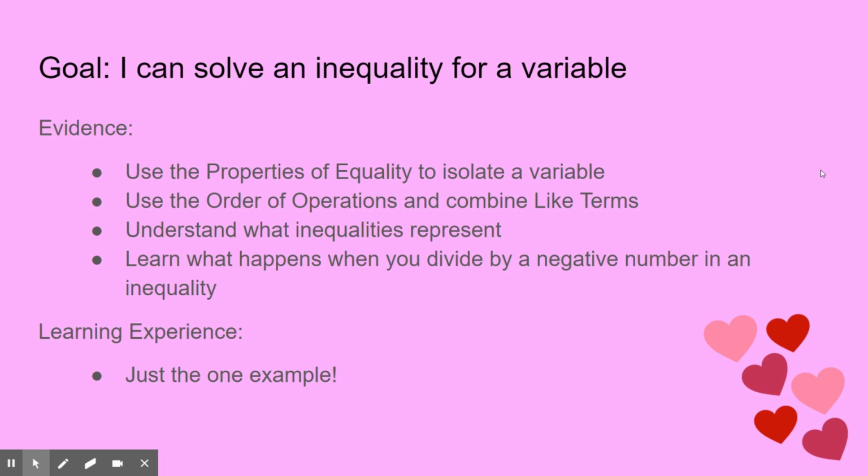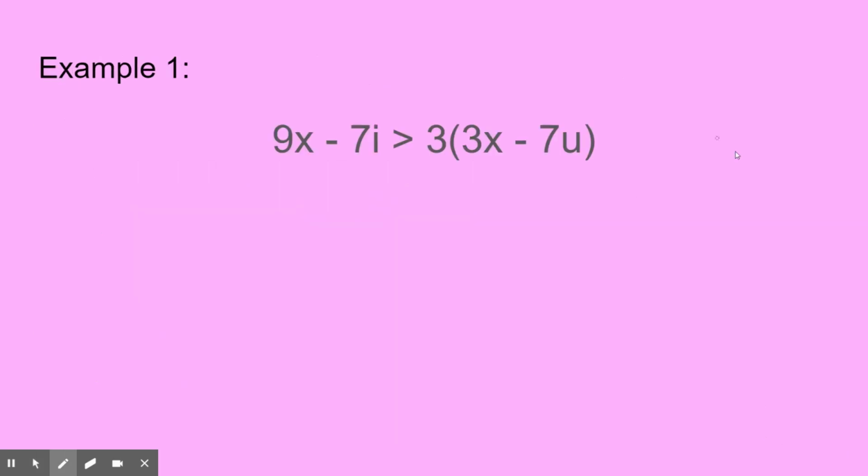We actually just have one example, so it should be a fairly short video this time. Let's move straight into it. In our only example today, we have the inequality 9x minus 7i is greater than 3 times the quantity 3x minus 7u. Our goal is going to be to get i by itself. Everything else is going to be on the other side of the inequality.